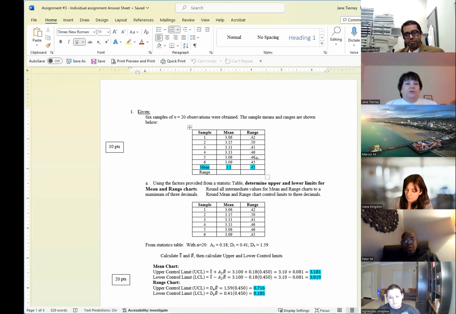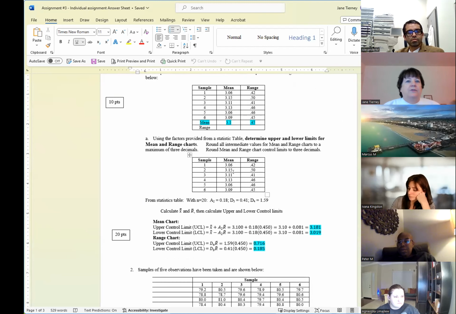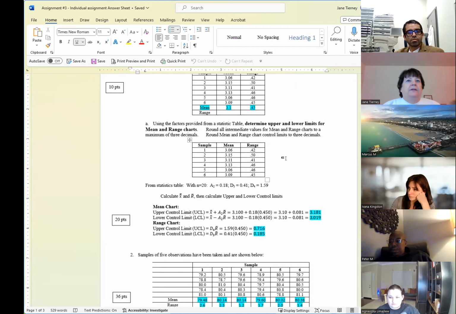All right. So now, using the factors from a table, we're going to determine the upper and lower limits for the mean and the range charts. So we want to round everything off. You don't need 6 decimal points, even though some of these things came up that way. So here's the same data, and then we know what our X bar is. Our X double bar here is going to be 3.1, and our R bar is going to be 0.45 because we just calculated that, right?